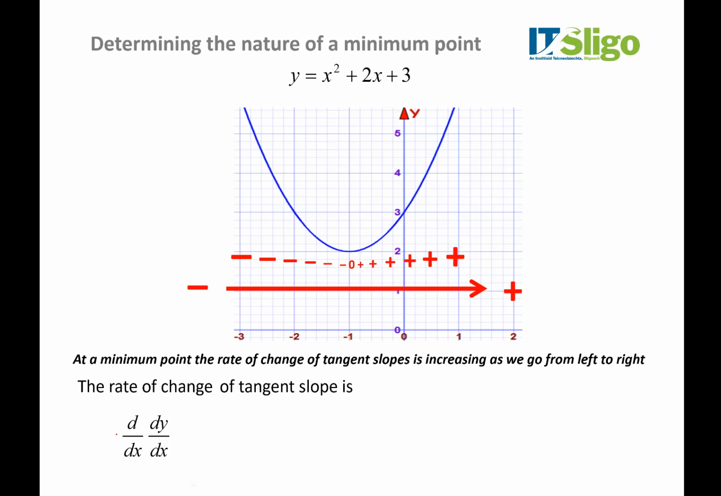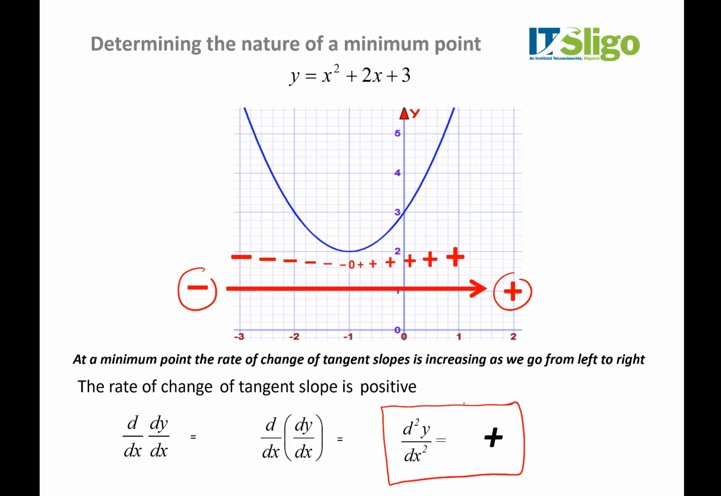So first of all, we just do the maths on this. These are multiplied. Top by top, we get d squared y over dx squared. And that's called the second derivative. But the rate of change of tangent slopes is positive. We're going from negative to positive, so they're increasing as we roll around the curve. So essentially, at a minimum point, the second derivative is positive.